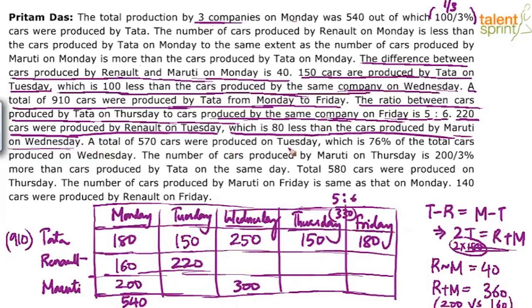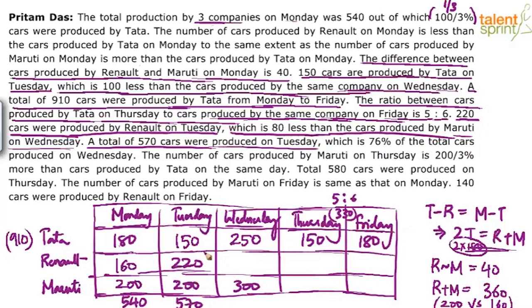A total of 570 cars were produced on Tuesday. Tuesday's total is 570. So if the total is 570, find out what is the gap here. 220 plus 150 is 370. So this should be 200. 370 plus 200 is 570. Yes or no? 150, 200, 350, 350 plus 220, 570.